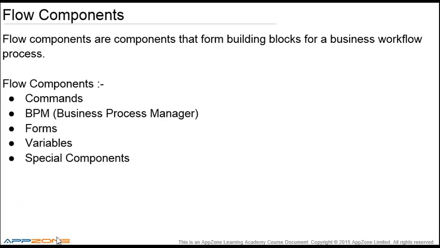So there are different flow components in Deja Vu. You have commands, you have forms or pages, you have variables, and you have the BPM item, which is Business Process Manager. Then you have some other special components like a display message, end flow, and some others.